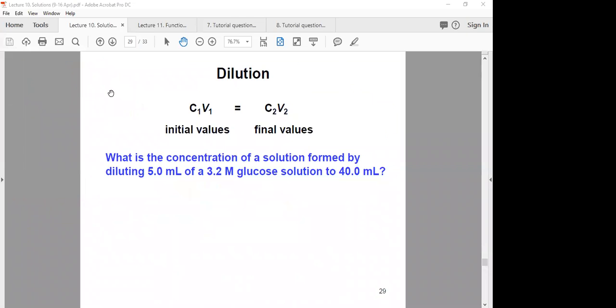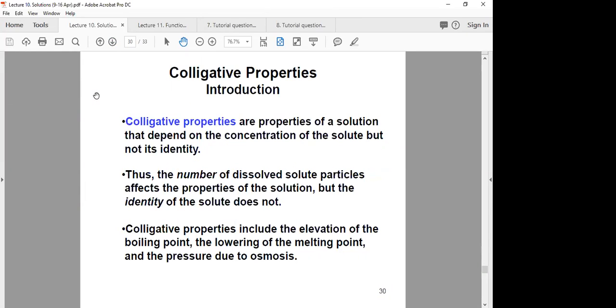All right, nearly done with this lecture. We're just going to finish very briefly with a look at colligative properties, which are properties of a solution that depend on the concentration of the solute, but not its identity. So the number of dissolved solute particles affects the properties of the solution, but the identity does not. Colligative properties include elevation of boiling point, lowering of melting point, and the pressure due to osmosis. We're not going to talk any more here about osmosis, but we will visit this in a later lecture.